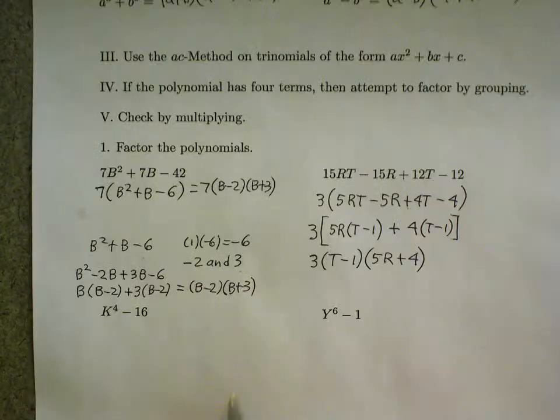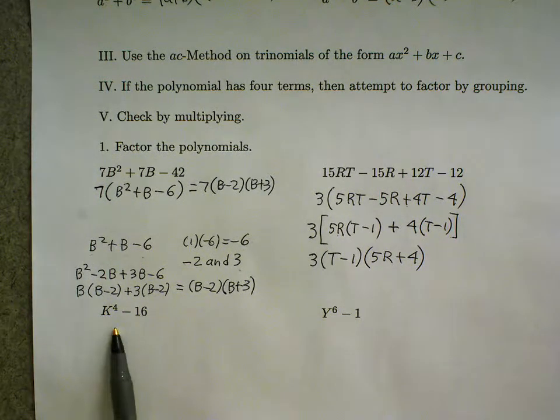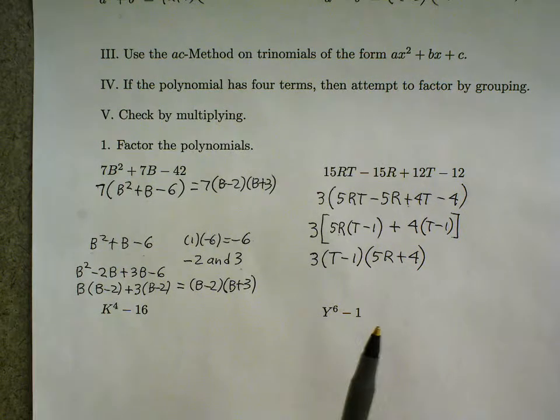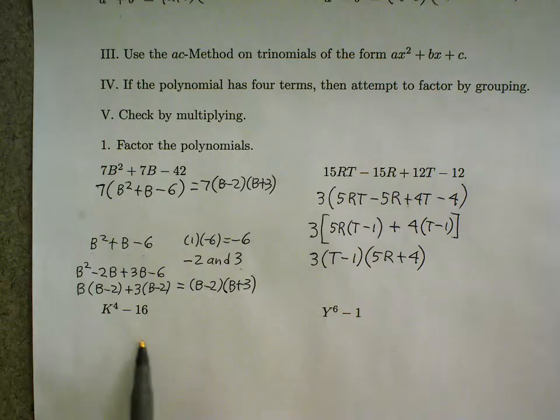Okay, now we have k to the fourth minus 16. Well, this is definitely a difference of squares. But it's also a difference of fourth powers, because 16 is 2 to the fourth.